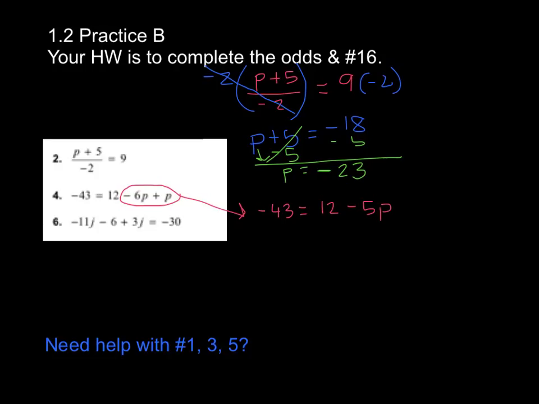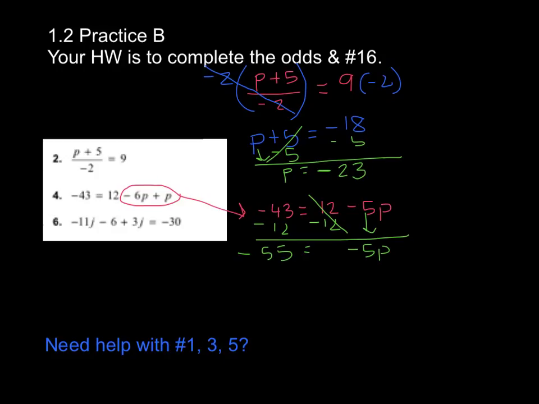Now it looks like a two-step problem here, so the next step is to ask ourselves, well, what's the opposite of positive 12? Because remember, we're moving that constant first. So we're going to subtract 12 from both sides. Positive and negative 12 will cancel, and I'll bring down my negative 5p. And then on this left side here, they have the same sign, so I keep the negative, and then you just combine those. So that would give me 55. So we have negative 55 equals negative 5p.